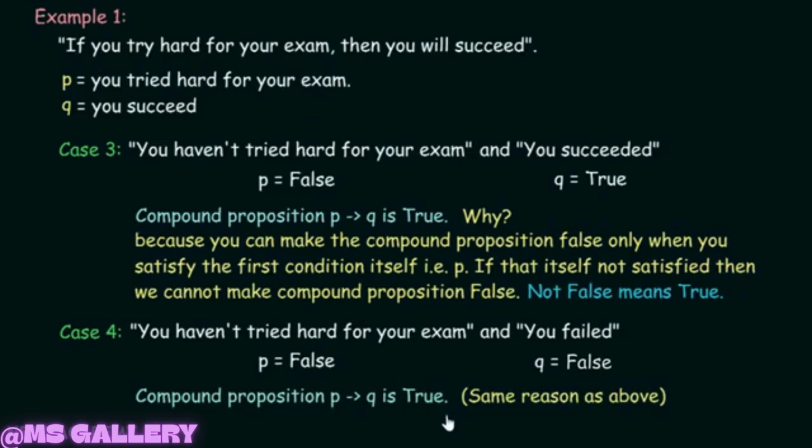Now let's consider one more example to cement this concept. If you have connection with seniors, then you will get promoted. According to this statement, if you have connection with seniors, then you will get promotion. Suppose you have connection with seniors and suppose you will get promoted as well, then definitely this statement would be true, right? This whole compound proposition would be true.